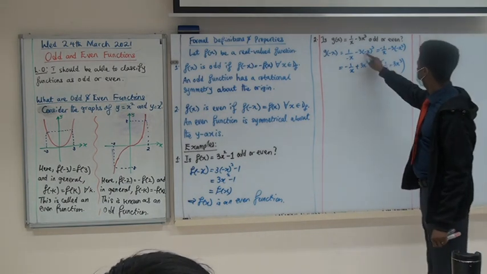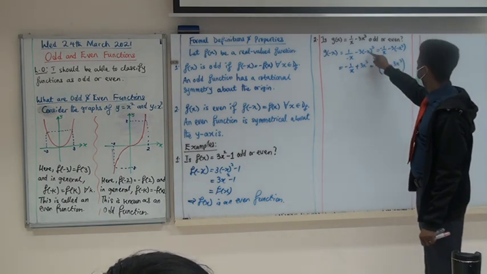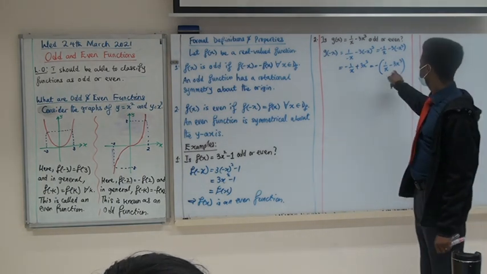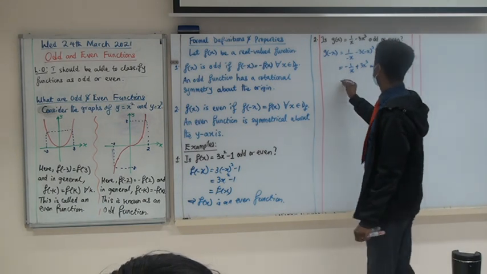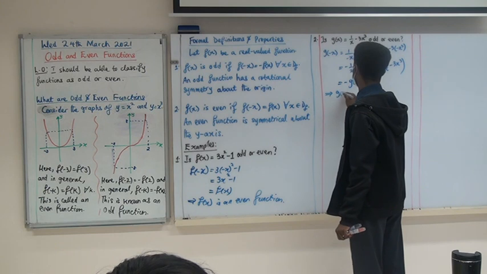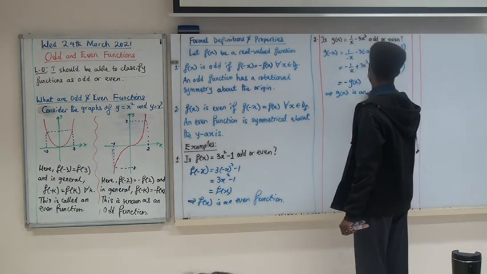Because the minus cube is minus x cube, and x cube is x cube. Okay? And this is what? Negative. So that's negative, which implies that g of x is an odd function.